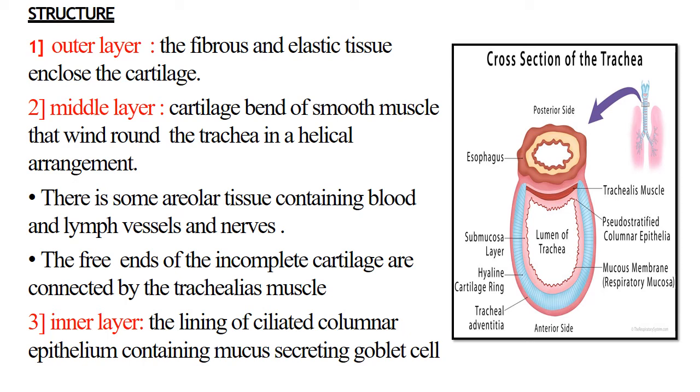And the third one, the inner layer. There is the lining of the ciliated columnar epithelium containing the mucus secreting cells, that is the goblet cells. So these are the details of the three layers: outer layer, middle layer and the inner layer.